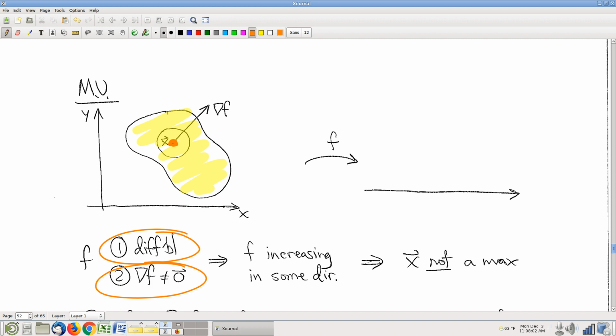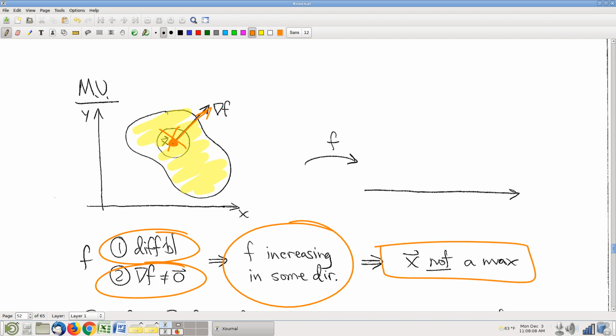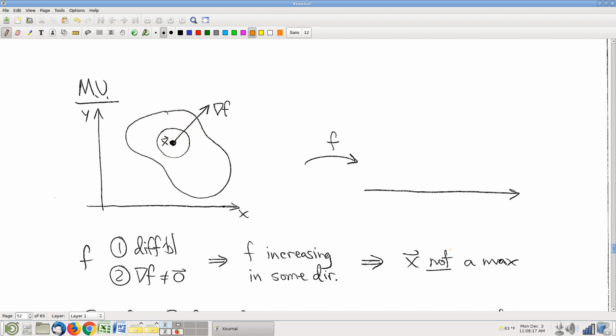Well, that means that the function is increasing in that direction. That means that could not possibly be a maximum, and I can eliminate that as a candidate of what I'm looking for. Yeah? Everybody on board? Okay. Again, it is a ruling out process.